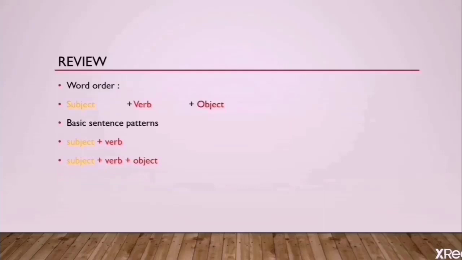Let's have a review. Word order. Simple sentence structure is subject, verb, object. But we have 5 basic sentence patterns. First is subject and verb. Second is subject, verb, object. Third is subject, verb, adjective. Fourth is subject, verb, adverb. Last one is subject, verb, and noun.